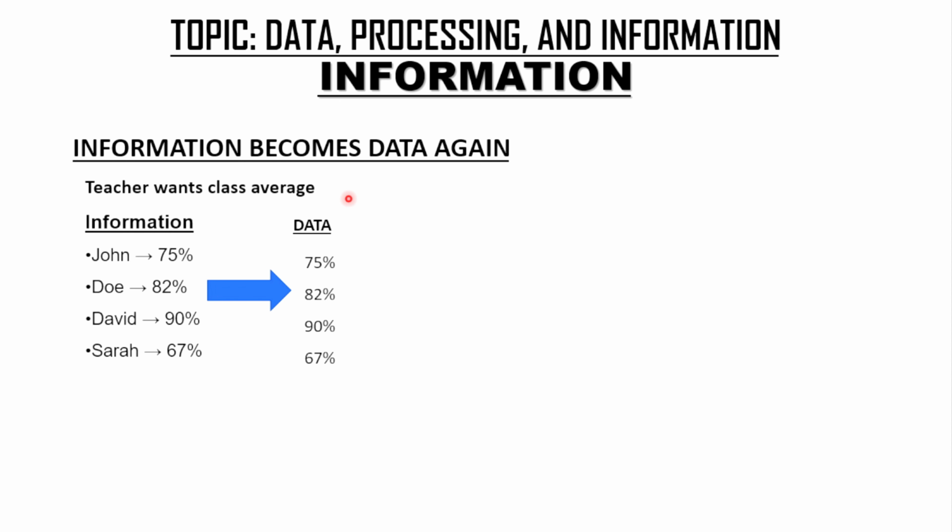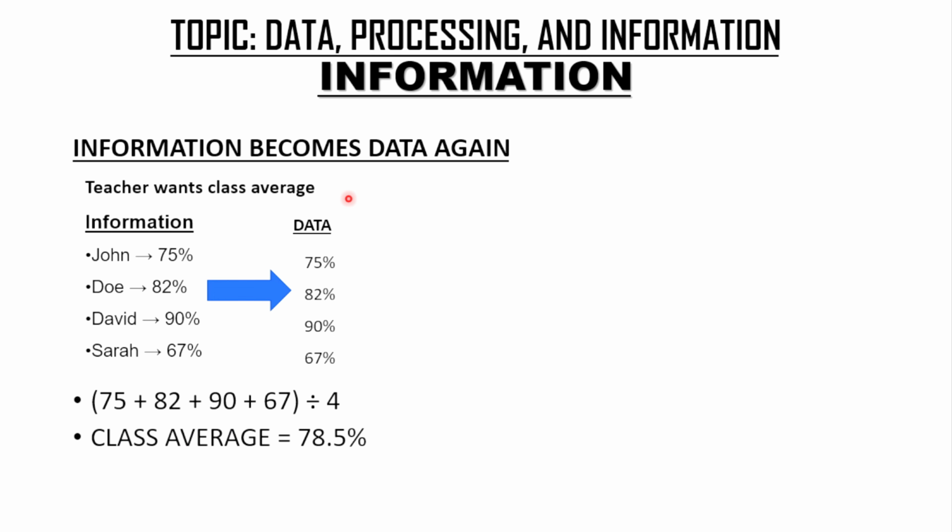Because the computer is about to process them again for a new purpose, right? What's that purpose? Calculating the class average. The computer now adds all the percentage marks together and divides them by the total number of students, right?